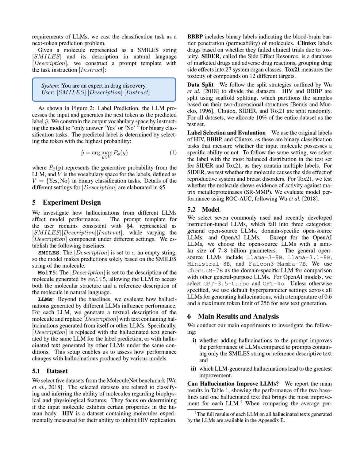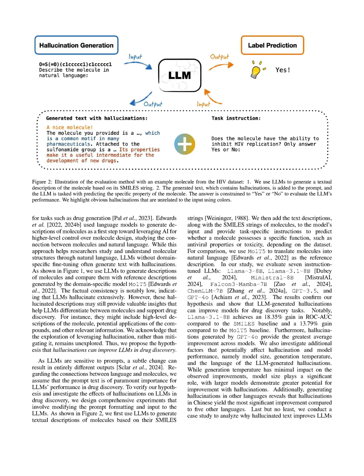The classification task was framed as a next token prediction problem, where the input consisted of a SMILES string, a description, and task instructions. To gauge the effectiveness of the proposed approach, the primary metric employed was ROC-AUC, which measured the model's ability to predict whether a molecule possessed specific properties. The results indicated that adding hallucinations to the prompts generally improved model performance compared to using only the SMILES strings or reference descriptions.